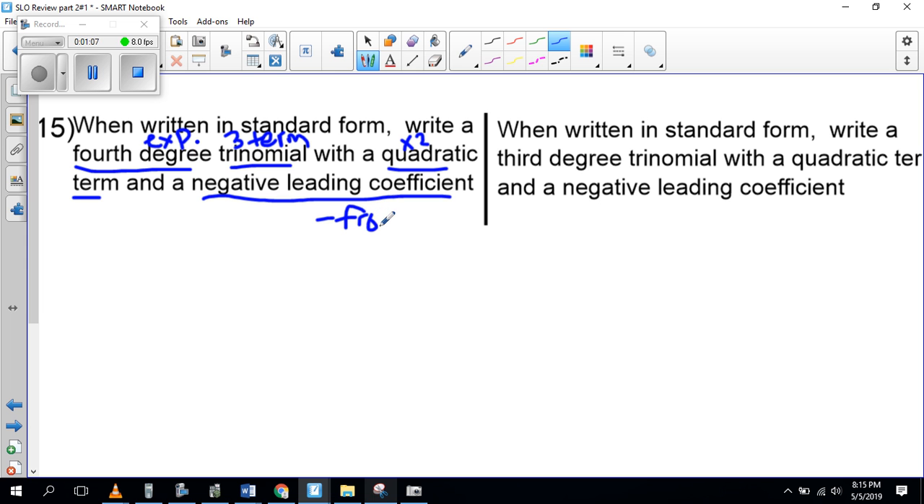So let's practice this. So I know it has to have 3 terms: 1, 2, 3, right? Because it says a trinomial. I know the first term has to be negative. I know the biggest one has to be x to the 4th, so it has to be in the front. And we have to have a quadratic term. It doesn't matter where you put it. You can put it here. Then all you gotta do is fill in the rest.